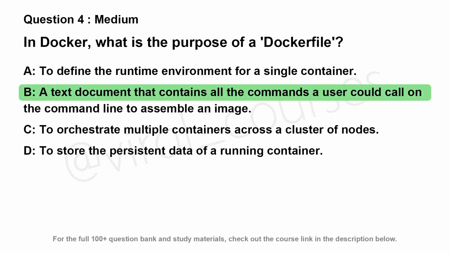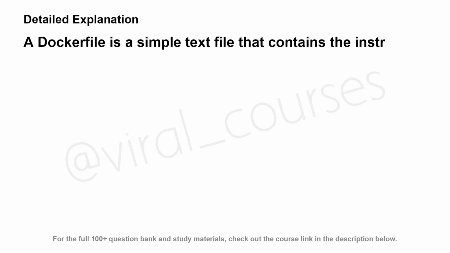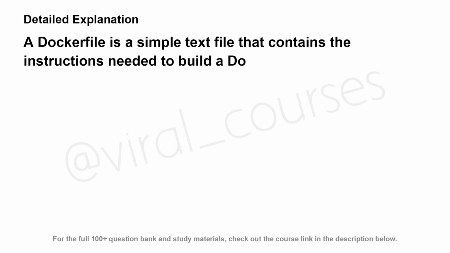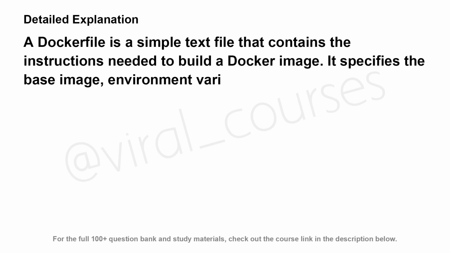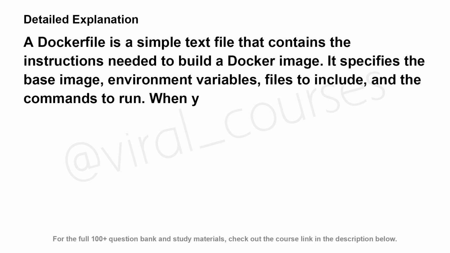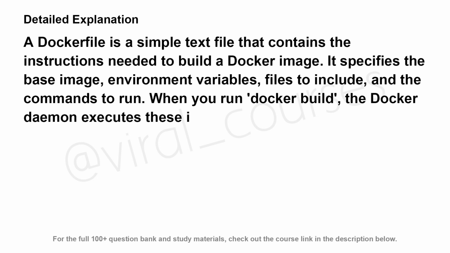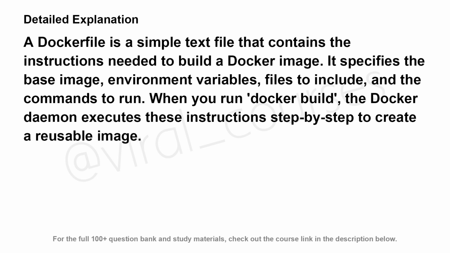The correct answer is B. A Dockerfile is a simple text file that contains the instructions needed to build a Docker image. It specifies the base image, environment variables, files to include, and the commands to run. When you run docker build, the Docker daemon executes these instructions step by step to create a reusable image.